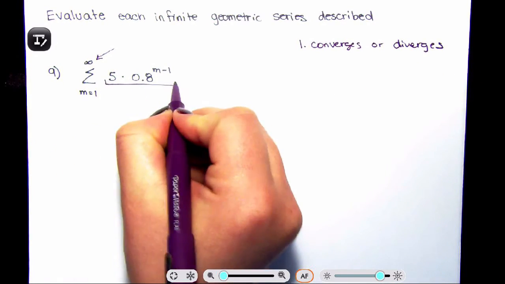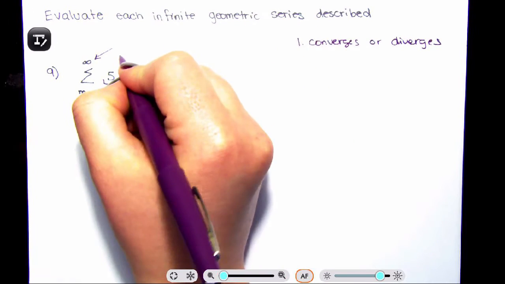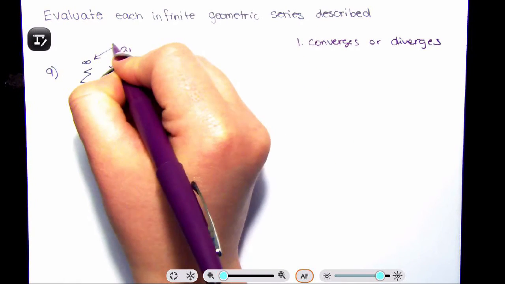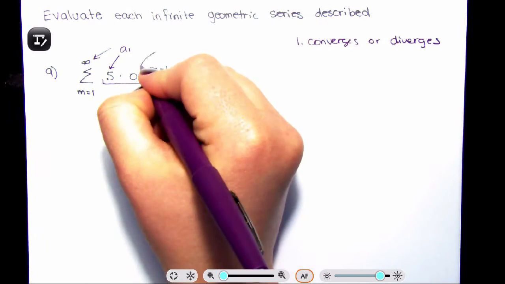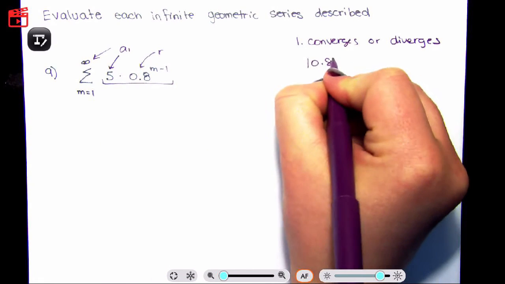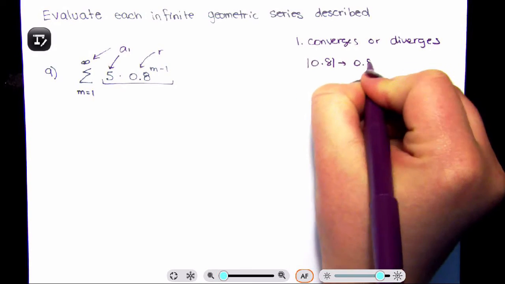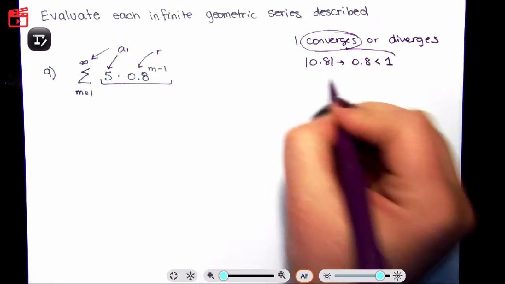Look at your formula. This is an explicit rule for something starting at 1. That means this is your a sub 1 value. This is your upper limit. Again, it's infinity, so there is no upper limit. That means this is your R value. The absolute value of 0.8 is 0.8, which is smaller than 1, which means it converges, so we move on with our formula.